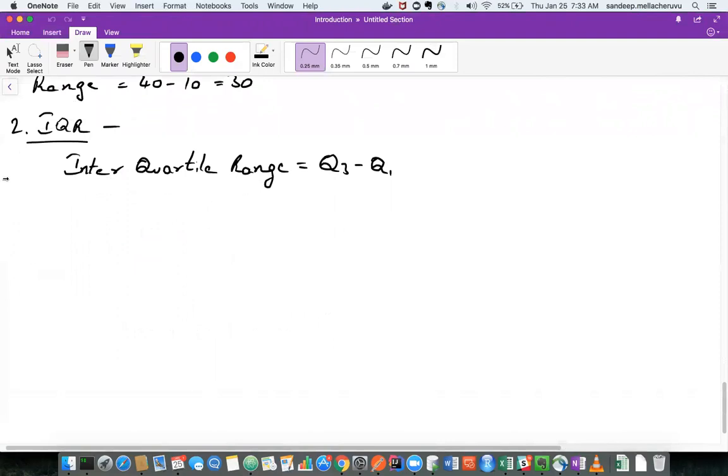No, Sandeep. Okay. And the final one and the most important out of all, and you may have heard already about this, standard deviation.